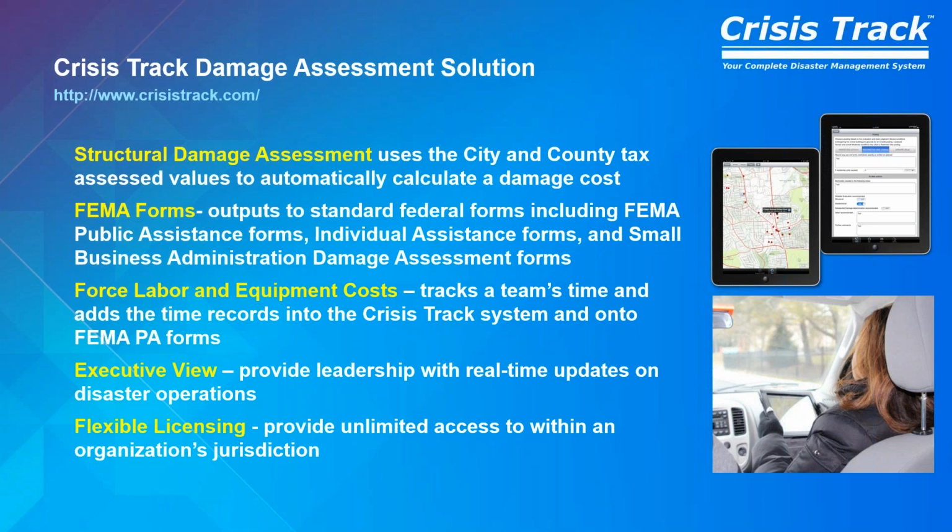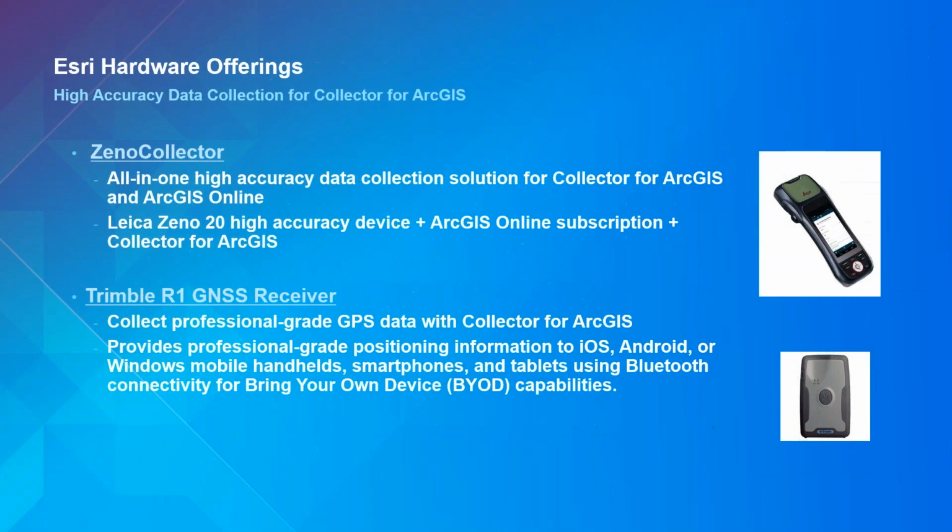Great, thanks, Chris. Just a couple of other things to note. There are some hardware offerings that Esri has to go along with this. From Leica, there's a hardware offering for high accuracy GPS on the device that's put together beyond what you would have in existing smartphones. Another option from Trimble is a Bluetooth device with improved professional grade GPS accuracy.